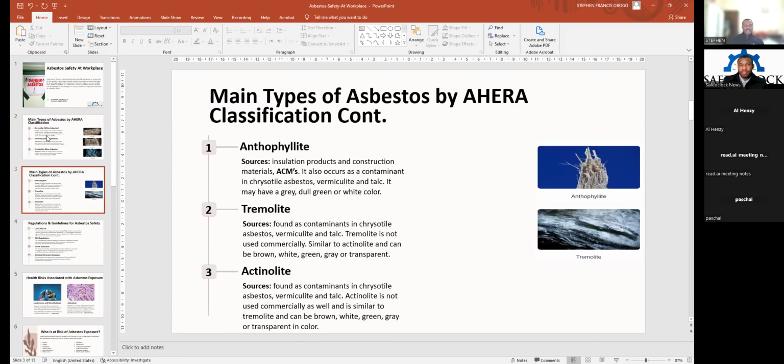And this is supposed to be the fourth, fifth, sixth, sorry. We have the anthophyllites, the tremolites, and the actinolites. These are the six types in terms of the classification from the law enacted in the United States that regulates the use of asbestos within the different industries.